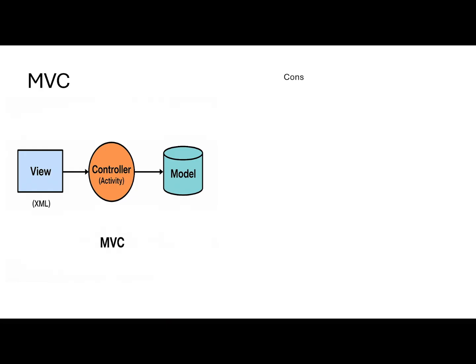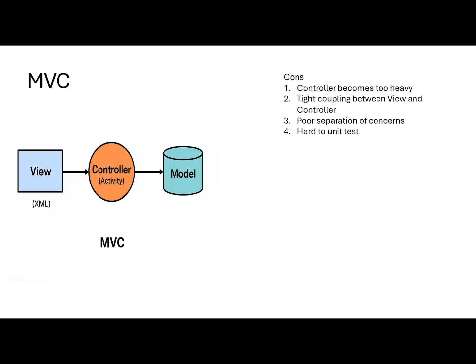The disadvantage of this pattern. Controller becomes too heavy. Since activity has all the code to handle the business logic and presentation logic, controller will be much heavier. Also, the activity will be responsible to display data inside the XML. So there is a tight coupling between the view and the controller. So obviously poor separation of concerns. Since the activity has major portion of the code, it will be difficult to maintain, test, and also it is less scalable.